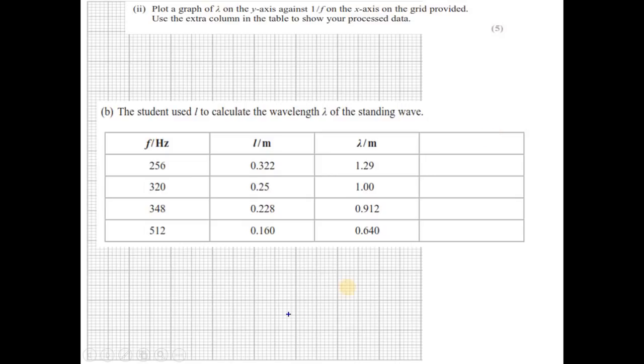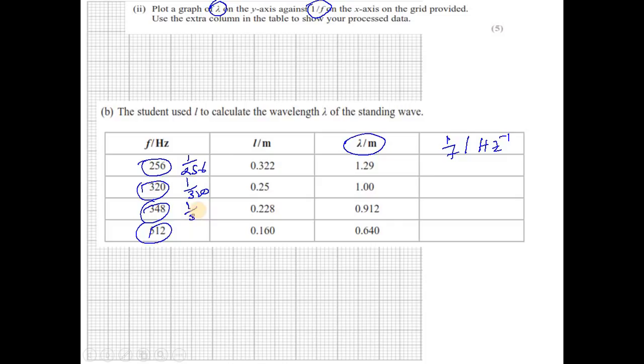The reason is that we need to plot a graph of lambda, which is this in meters, and 1 upon f, which is not given, but we are given f. So we need to find 1 upon f in the 4th column, with the frequency in hertz to the power minus 1. You need to take 1 upon f of all these numbers and write them here. So if you do 1 upon 256, 1 upon 320, 1 upon 348, and 1 upon 512.